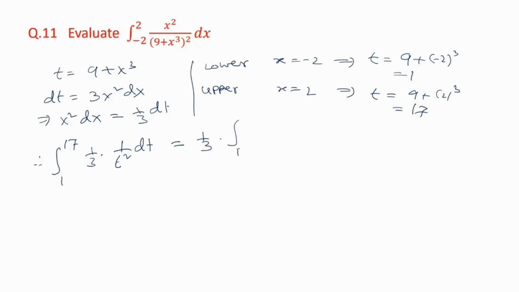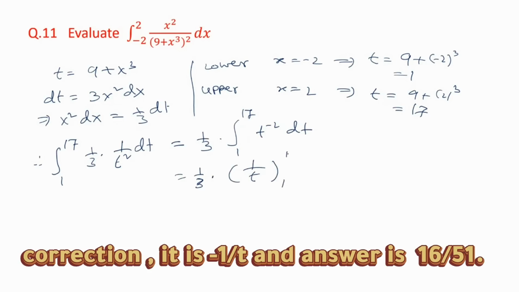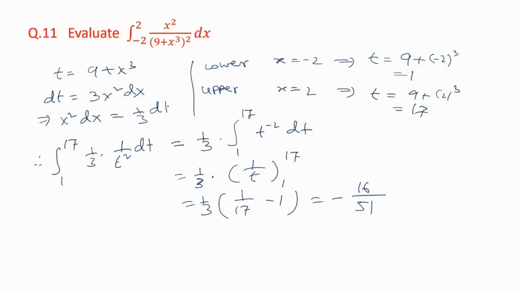So this is 1 over 3 integration 1 to 17 t to the power minus 2 dt. So this is 1 over 3, and this is minus 1 over t, 1 to 17. So minus 1 over 3 times 1 over 17 minus 1. So minus 16 over 51.